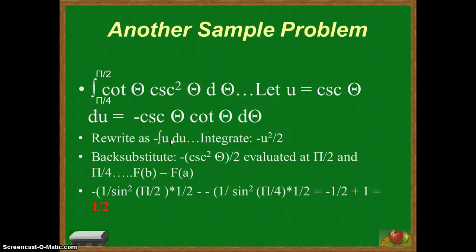So I rewrite the integral as the negative integral of u du. Integrate it, I get the negative u squared over 2. Back substitute what u was, I get negative cosecant squared of theta over 2. Evaluated at pi over 2 and pi over 4. That would be f of b minus f of a. Here's the math, back substituting, actually substituting b in here, a in here, and it all comes out in the wash as 1 over 2, or 1/2.